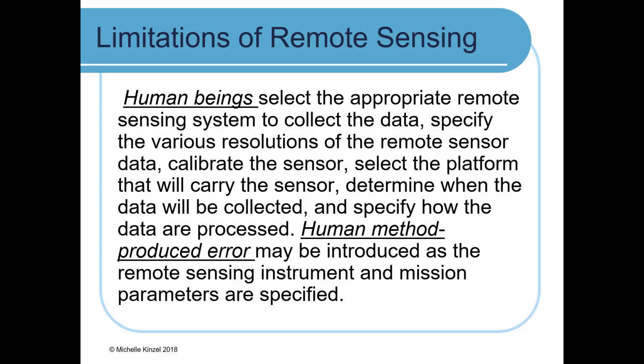And they also specify how that data is then processed. So there's human method-produced error that can be introduced in all of these steps. And so we have error at the instrument, we have error at the analysis of the products, and it's important to remember these and consider them specific to each mission and all of the parameters of a project.